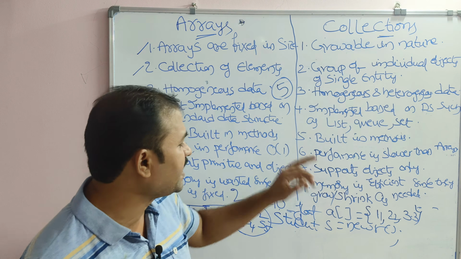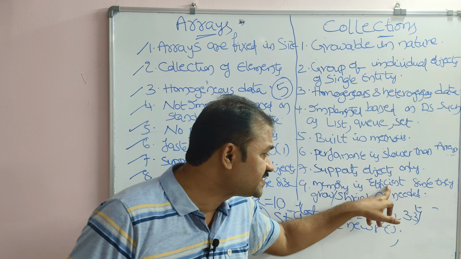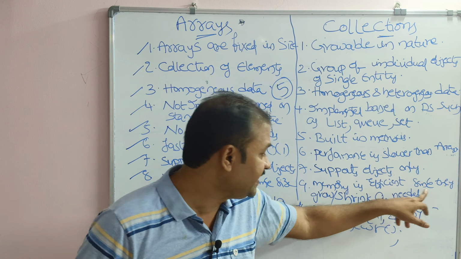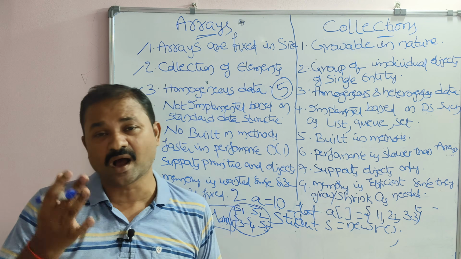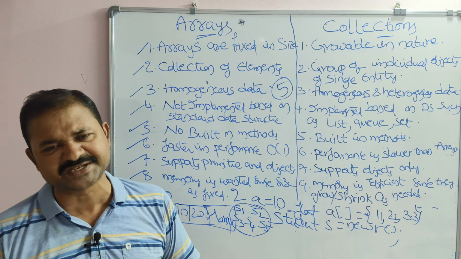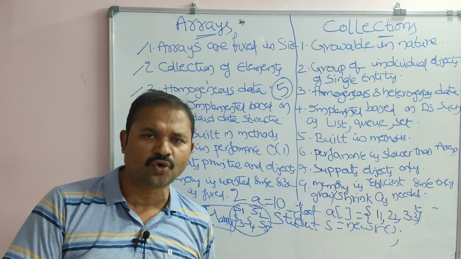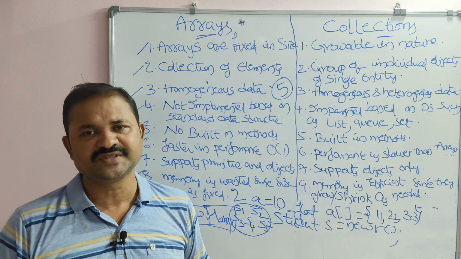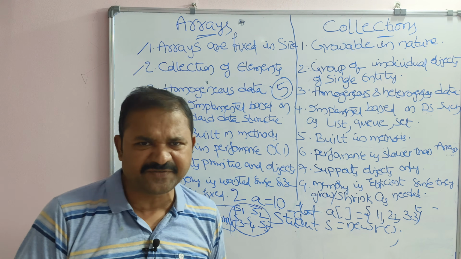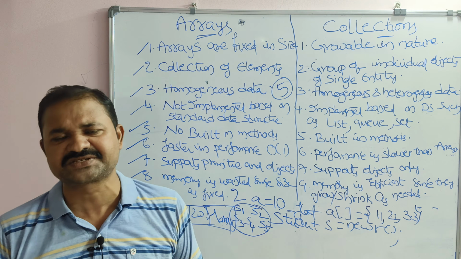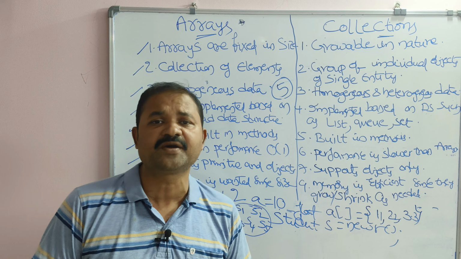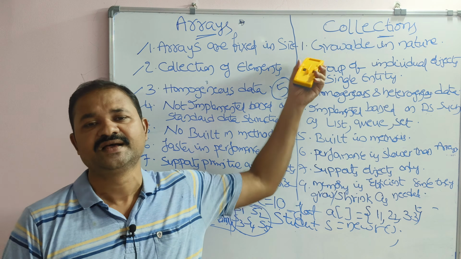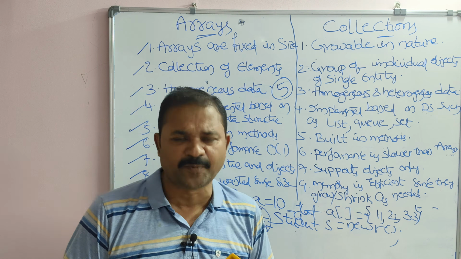Whereas coming to the collection, the memory is efficient since they grow or shrink as needed. According to the number of objects, the collection size may grow or shrink. So this is about the differences between arrays and collections. There are several problems with arrays. In order to overcome all those problems, we use collections in the Java programming language.